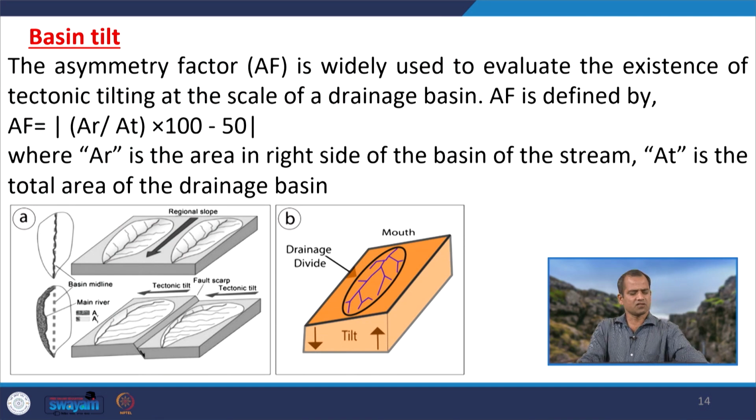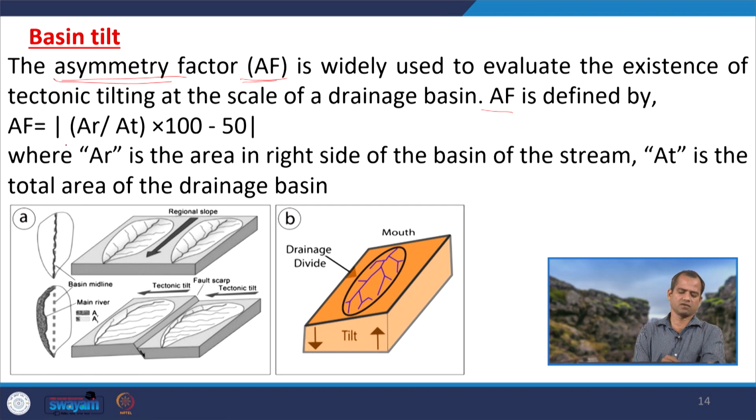Then another parameter is called basin tilt, that means we are tilting the basin due to tectonic activities. Once we are tilting this fluvial system, gradually it takes an asymmetric shape. So, here the asymmetry factor, called the AF, is widely used to evaluate the existence of tectonic tilting at the scale of the drainage basin. This asymmetry factor is defined as AF = 100 × (AR/AT) − 50. So, what is AR and what is AT?